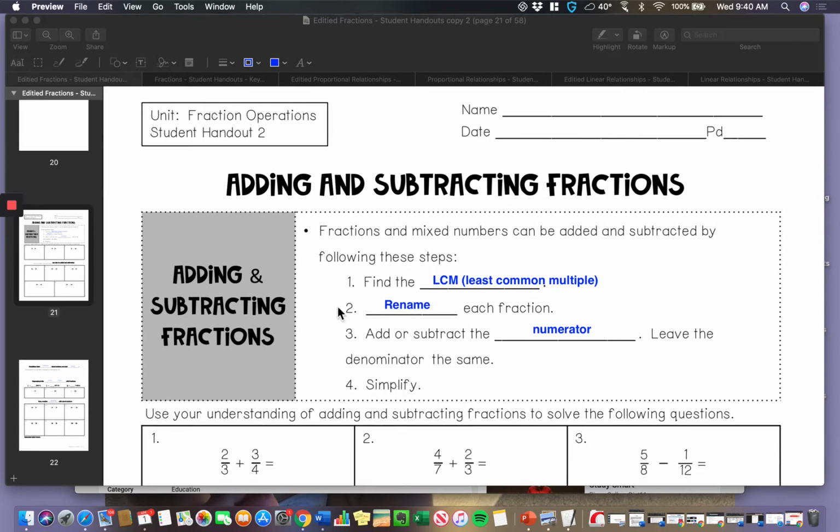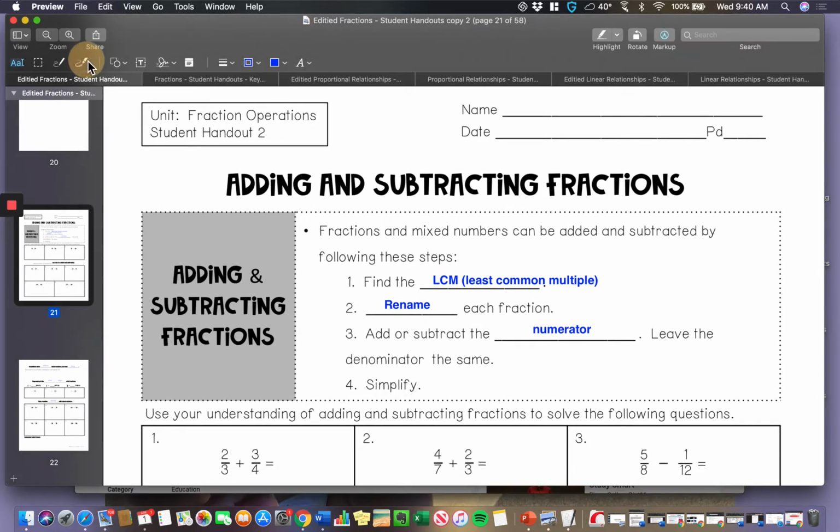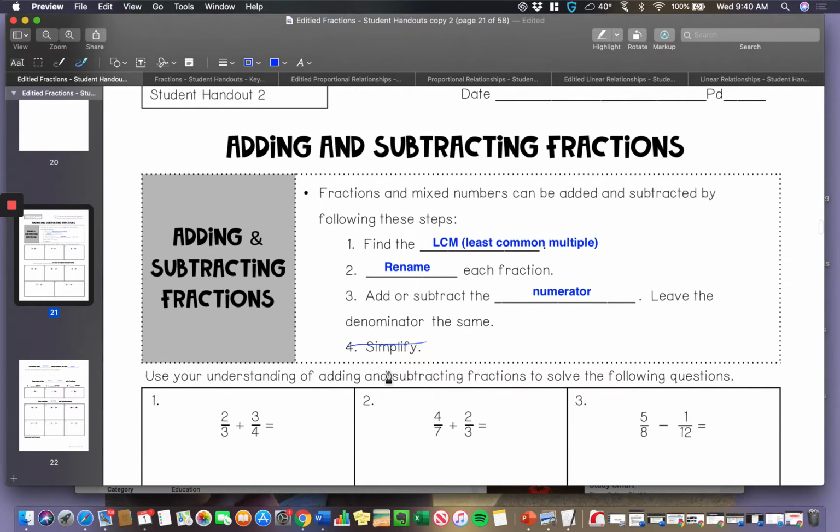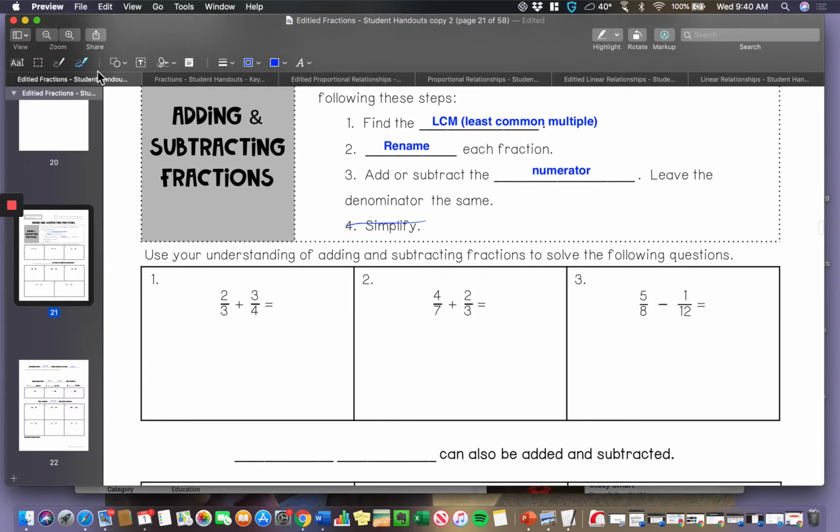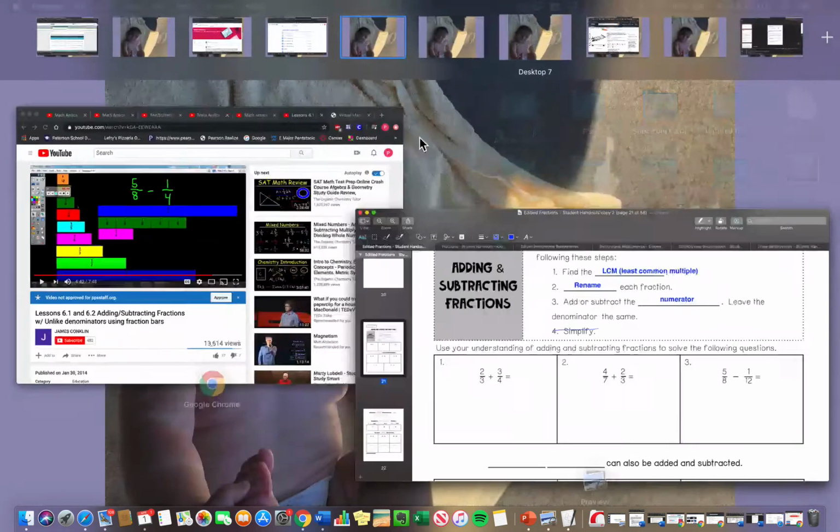Today, I'm not really going to be asking you to simplify as much, because that's a whole other lesson, so you don't really have to do step 4. But moving on down, I'm going to give you number 1 as an example, and I have a few videos that are going to be able to help you with number 1. So, step 1 was find the least common multiple, so I'm going to go over that one real quick using one of my videos.